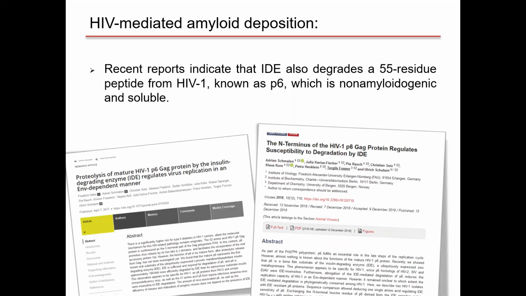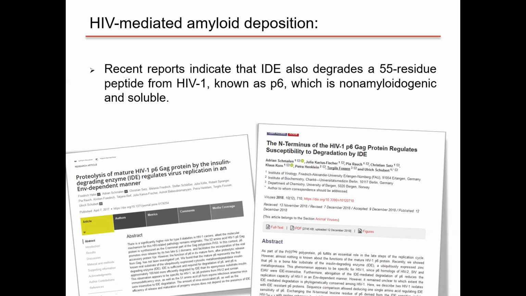Recent reports indicate that IDE degrades an HIV peptide known as P6. This is postulated to interfere in IDE-mediated insulin processing, as well as A beta clearance in individuals with high viral loads. In our lab, we seek to understand the molecular basis of this chaperone activity.